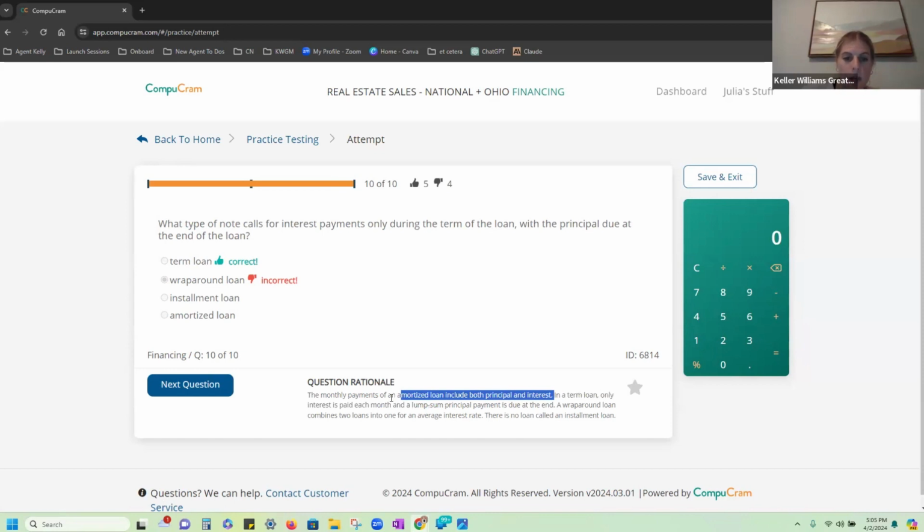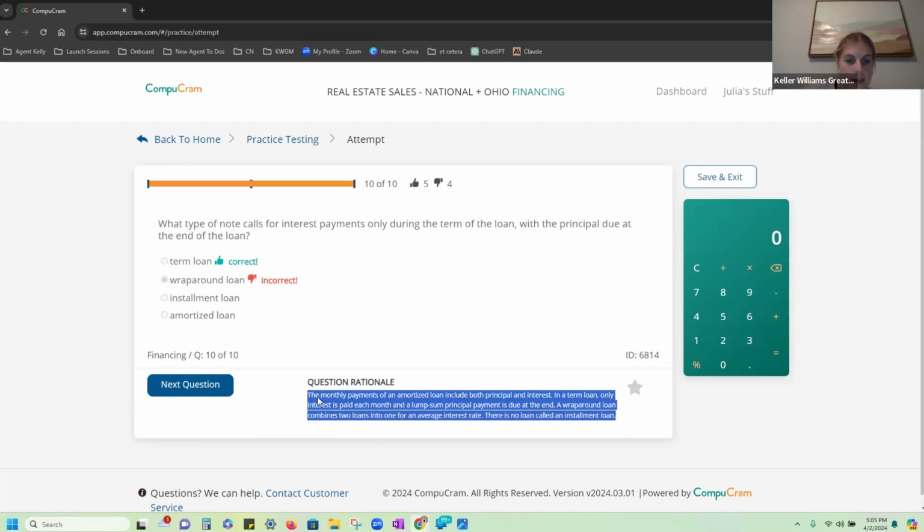In a term loan, only interest is paid each month and a lump sum principal payment is due at the end. A wraparound loan combines two loans into one for an average interest rate, and there is no loan called an installment loan. What did it get you?